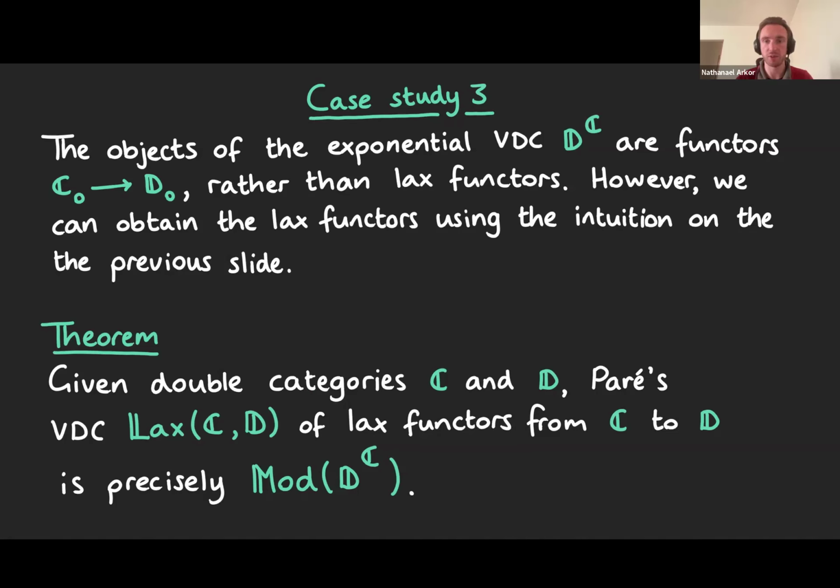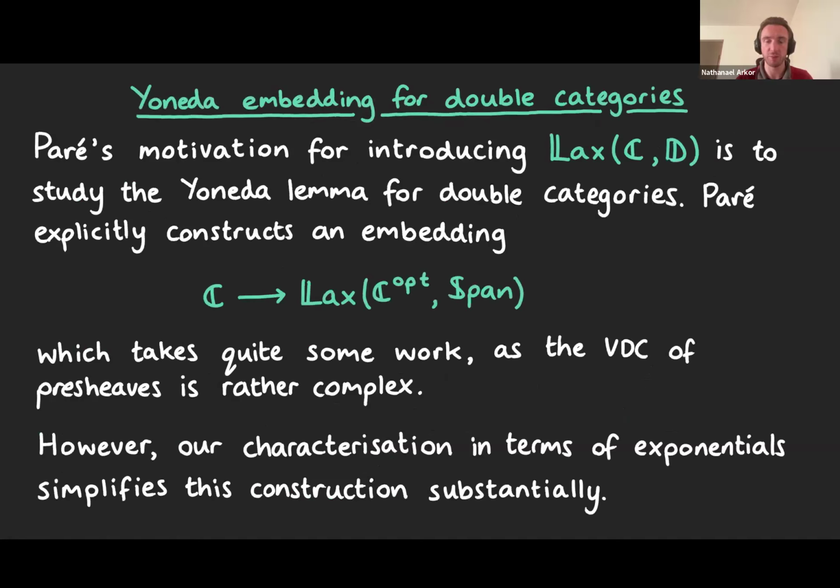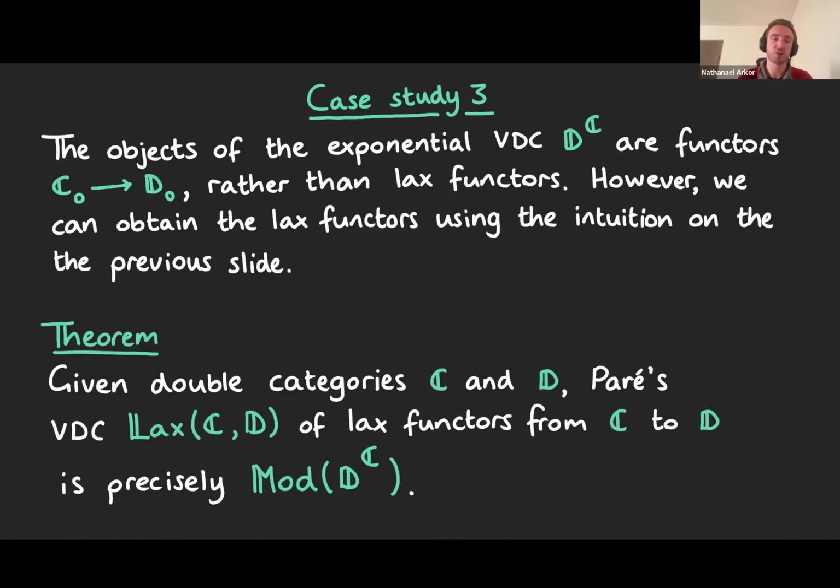I see I'm running out of time, so let me go to one last slide and then I'll wrap up. So the motivation for caring about this description: it might seem like a neat description, that we can recover this construction of the virtual double category of lax functors through a composite of two nice constructions, two simpler constructions.